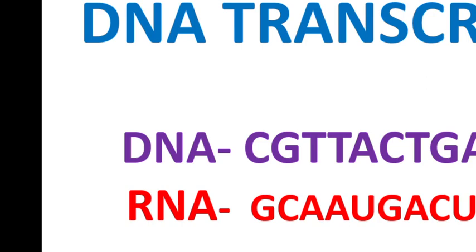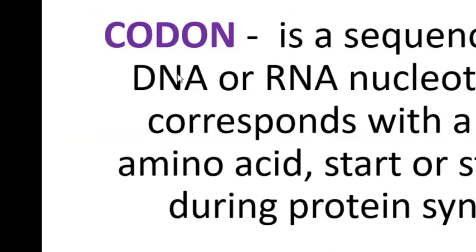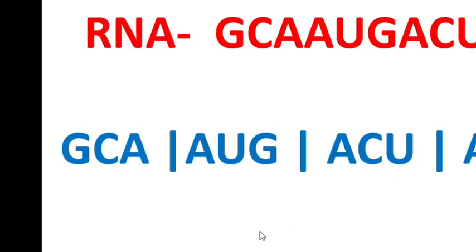Okay? So in here, you will translate again the RNA, and then the RNA will be grouped into 3 letters, or shall we call this one codons. These codons will now be interpreted into certain proteins or amino acids. So we will learn later. Here is the definition of your codon: it is a sequence of 3 DNA or RNA nucleotides that corresponds with a specific amino acid. So it means that this GCA, AUG, ACU could stand for an amino acid.